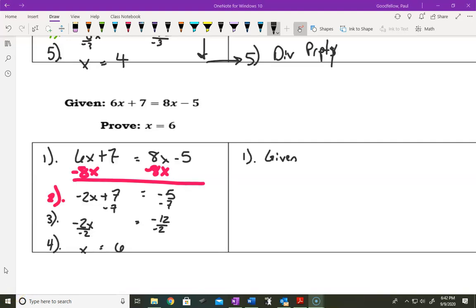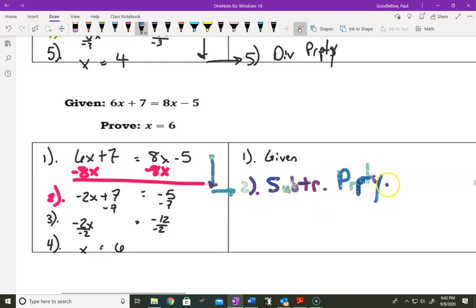Now, I did the actual proof this way just to show what the algebra was taking place, because the algebra is the part that you're very familiar with. But what I really want you to start focusing on is your whys. Why did you do such a thing? What took you from step 1 to step 2 in this particular case? Well, I subtracted 8x on each side, so it would make sense that this should be the subtraction property.